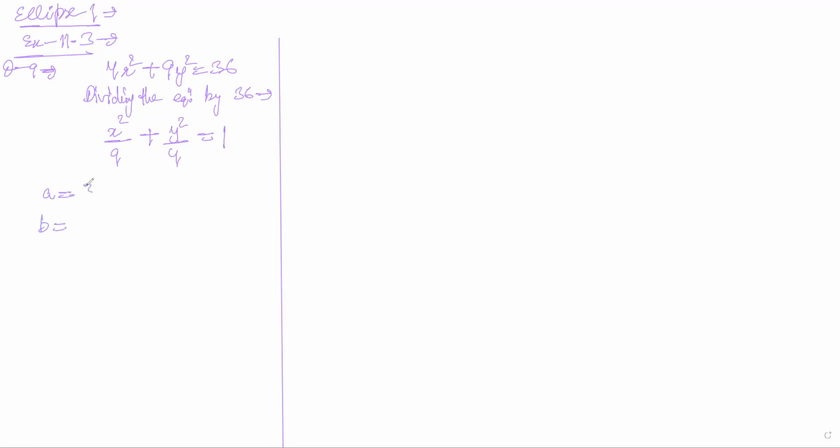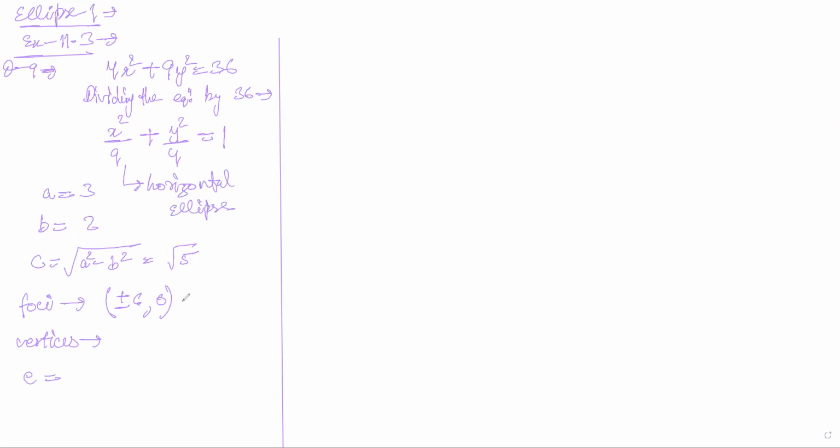What is the value of A? And B? 2. So can we find out C? C is root of A square minus B square, root 5. Yes. Hence, can you find out the foci? Coordinates of foci? Foci is plus minus C comma 0. It is a horizontal ellipse. So plus minus root 5 comma 0.